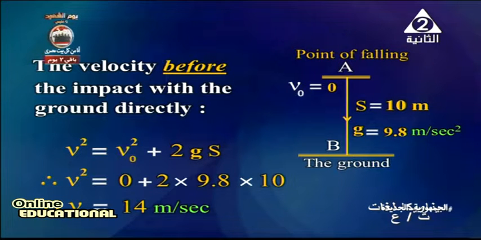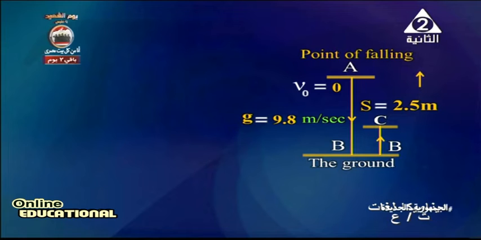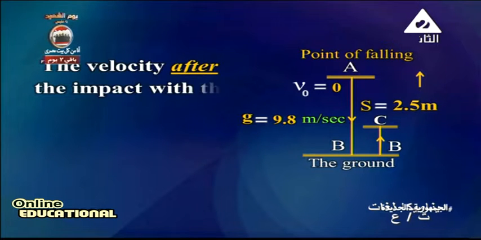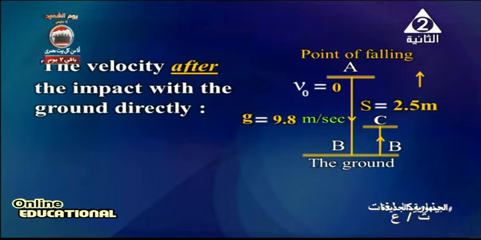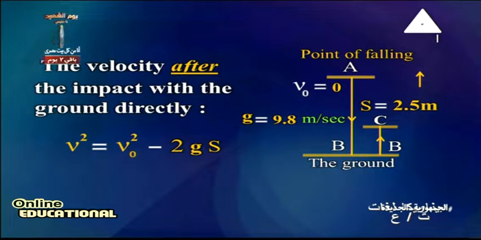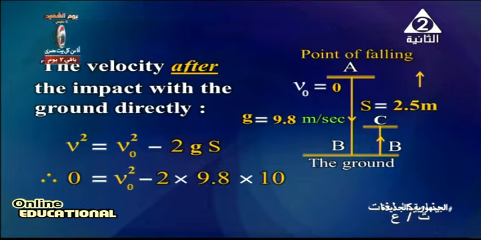Now, what is the velocity after the impact with the ground? The velocity after the impact with the ground directly is v naught, and v squared equals v naught squared minus 2gs. v at the maximum height equals 0. So 0 equals v naught squared minus 2 multiply 9.8 multiply 2.5. Then v naught equals 7 meters per second.